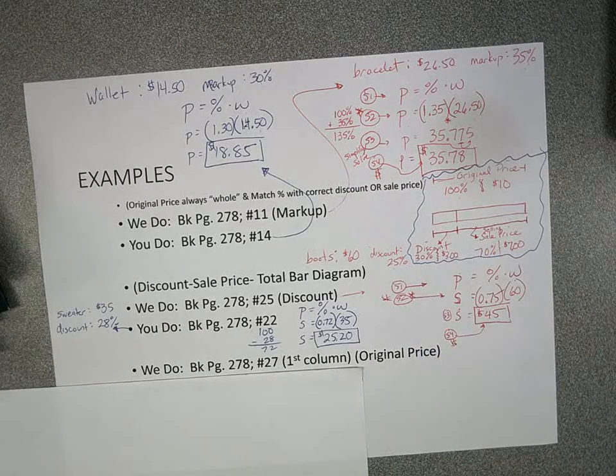Let's take a look down at problem 27. Here we go. Let's close read the story up there at the top. Under financial literacy: Jeff marked down the prices of several items by 20%. Find the original price of each item and copy and complete the table. Round to the nearest cent.